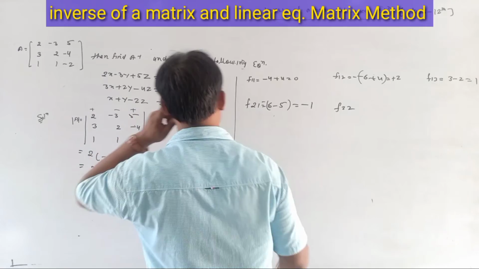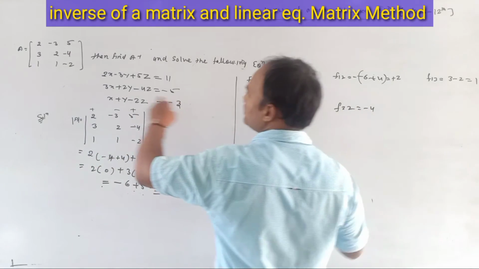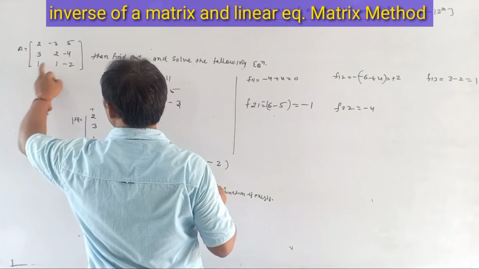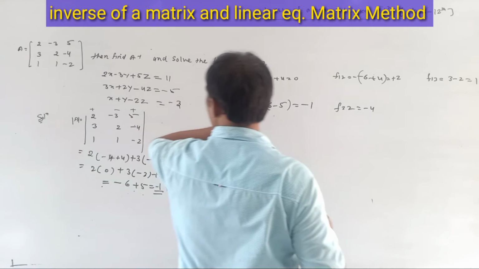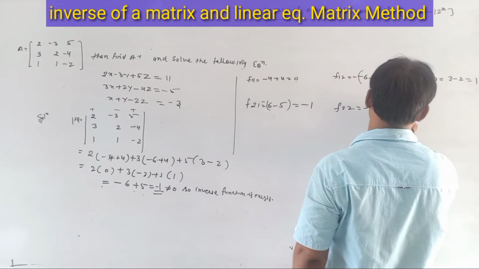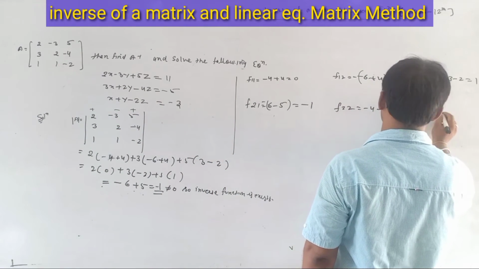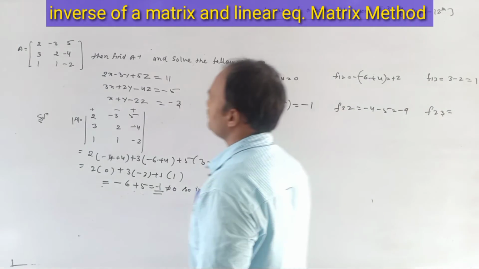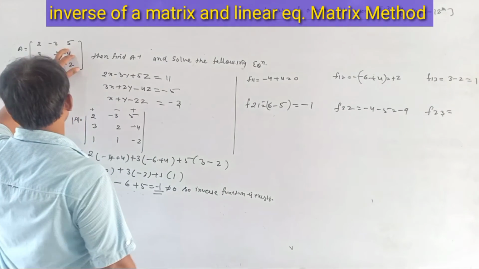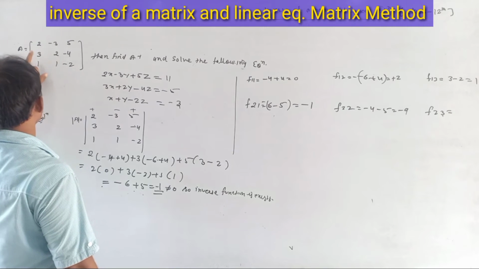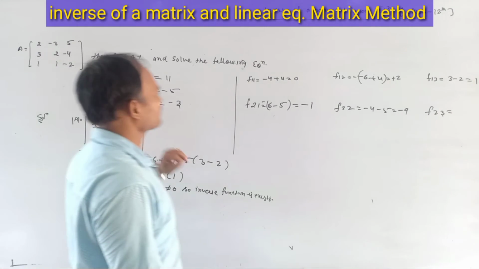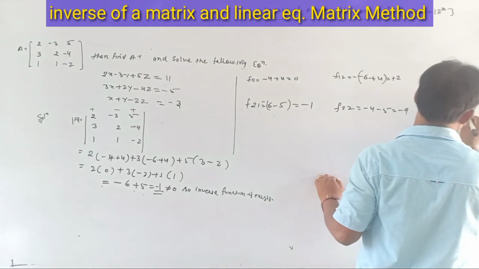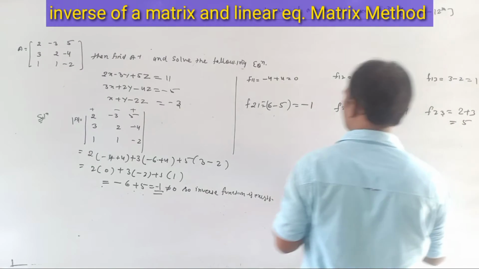Now f22. f22 means it is minus 4 and it is minus 5. Minus 4 minus 5, so it is minus 9. f23 means we are going to find this value, so it is 2 minus 3, 2 plus 3, so we can say that it is 5.